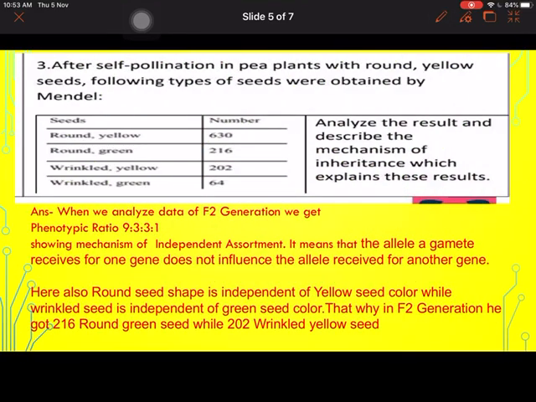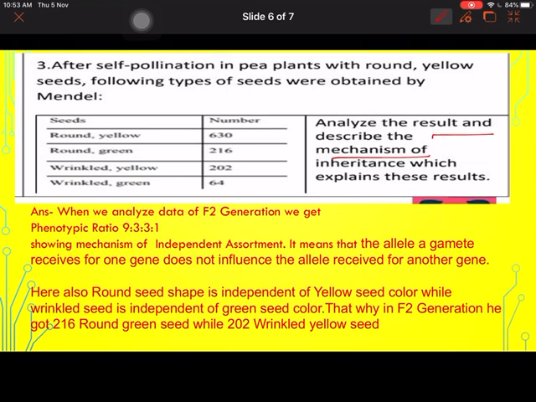Next, there is a box given and we have to analyze. After self-pollination, that means in the F2 generation from round yellow seeds, the following types of seeds were obtained by Mendel: round and yellow 630, round and green 216, wrinkled yellow 202, and wrinkled green 64. We have to analyze the data and describe the mechanism of inheritance which explains the result.